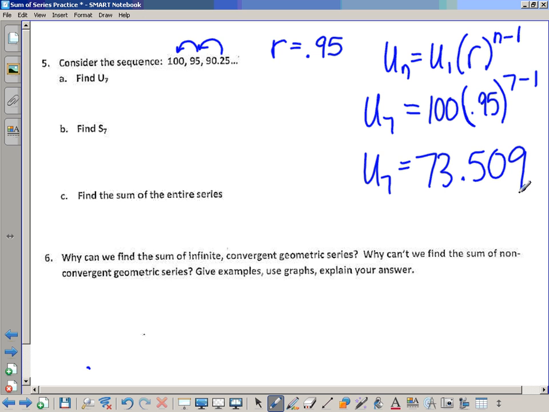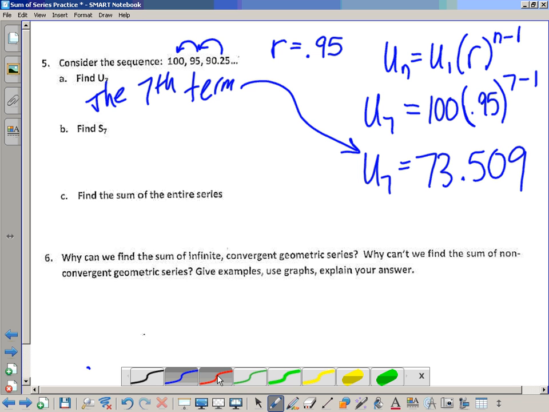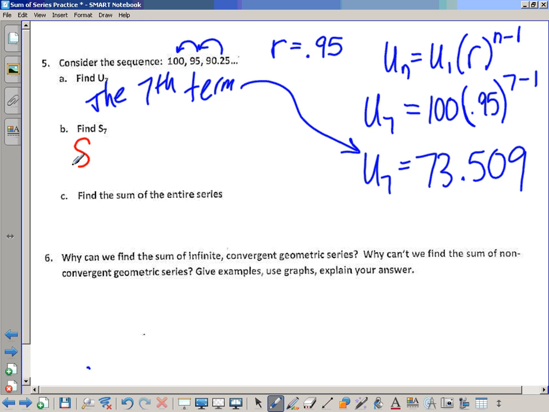Now that differs from B. This is the 7th term. Boom, right there. S7 is the sum of the first 7 terms. So this is a partial sum. It's a finite geometric. And we're going to use our u1 over 1 minus r with more stuff. 1 minus r to the n.